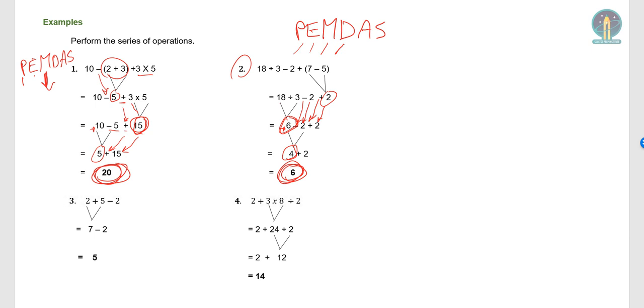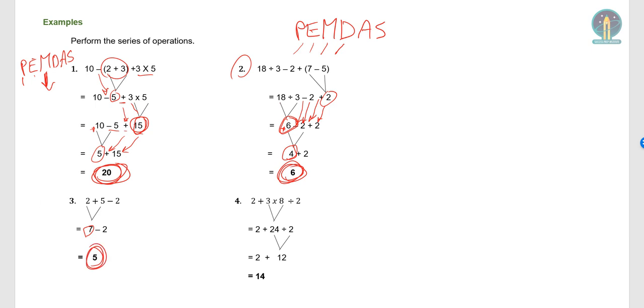2 plus 5 minus 2. In this case, I want to start with the addition, right? So positive 2 plus 5 gives me 7, and then I have minus 2, so 7 minus 2 is 5.